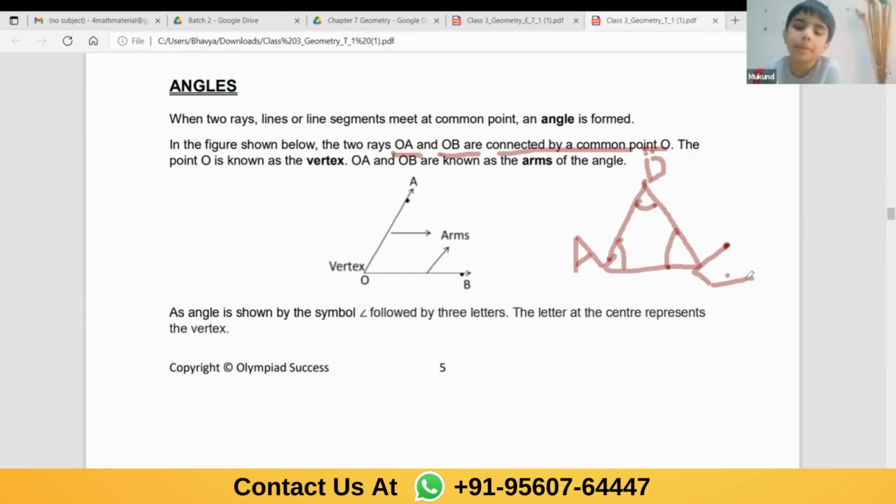It depends on the shape. Every time a center point will come in between. Whenever we are naming the angle, the center point should come in between. That means the vertex should come in between. There are 3 vertices in a triangle: vertex A, vertex B, and vertex C.